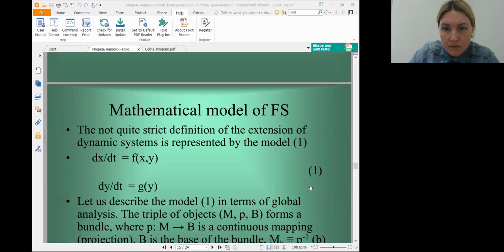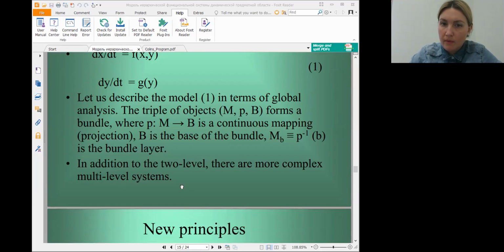The mathematical models of FS. The not quite strict definition of the extension of a dynamic system is represented by model 1. Let us describe model 1 in terms of global analysis. The triple of objects and P, B forms a bundle, where P is a continuous mapping, the projection. B is the base of the bundle, M is an index, and the slow index B is the layer.